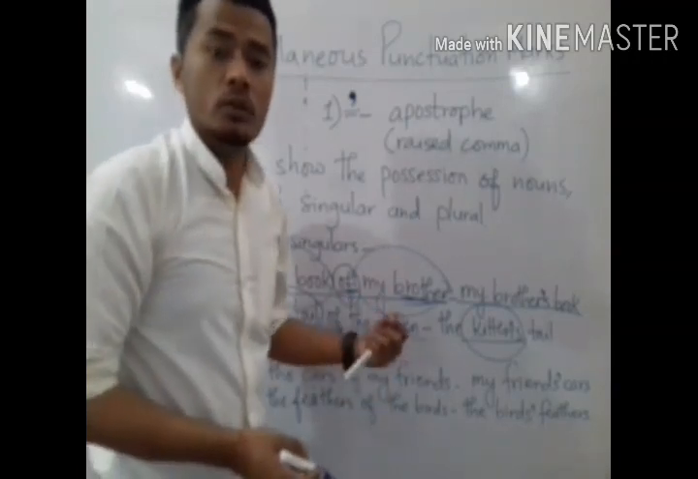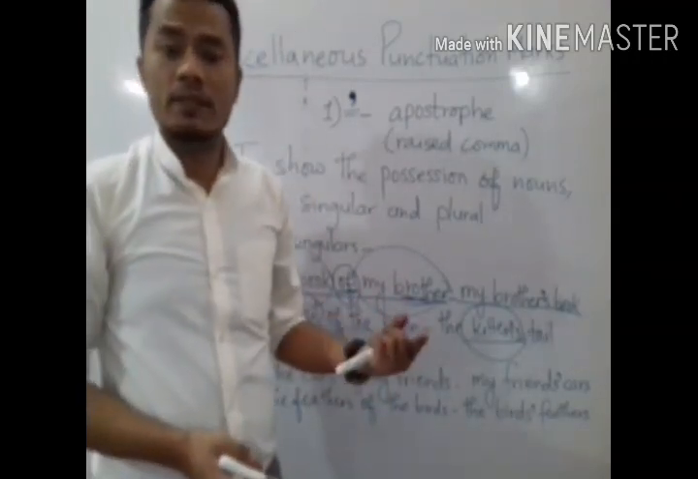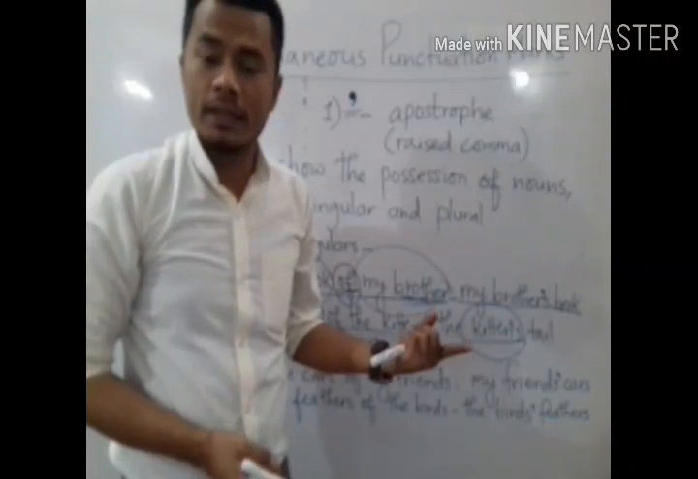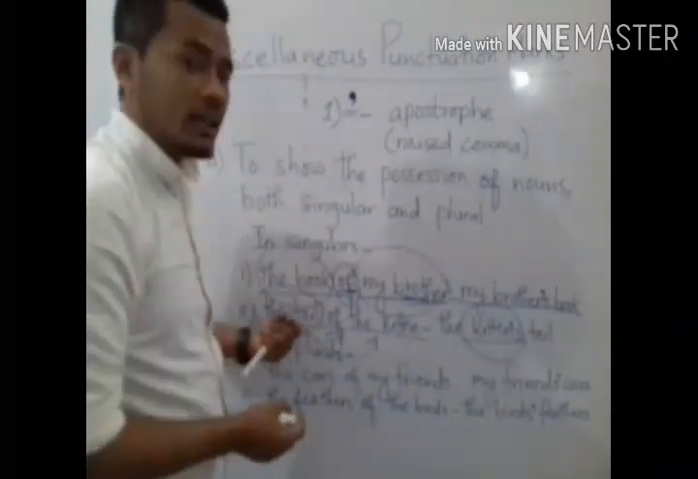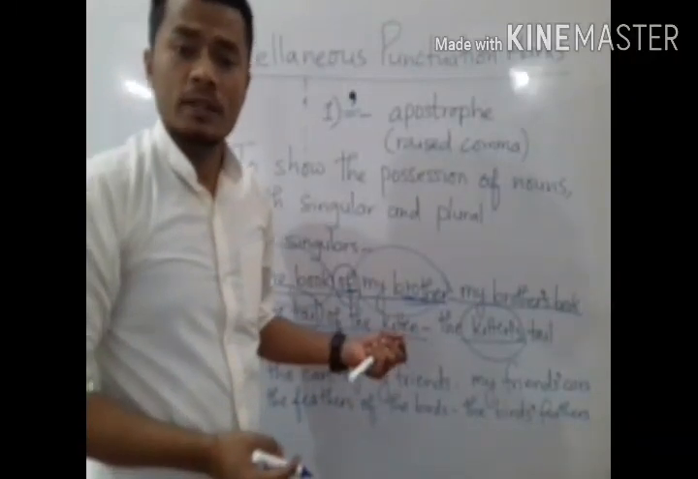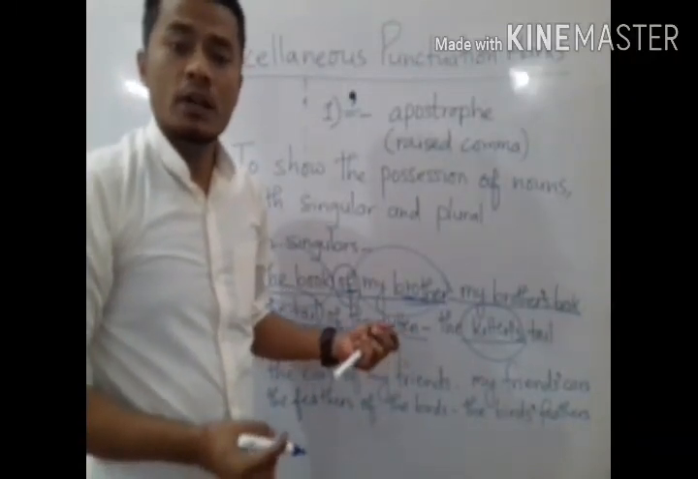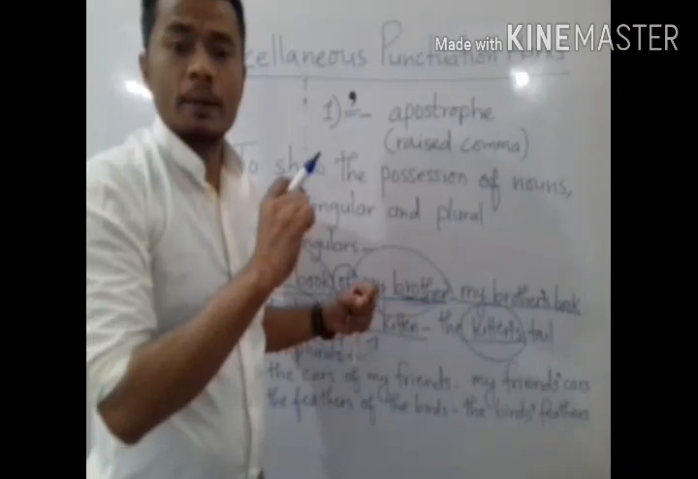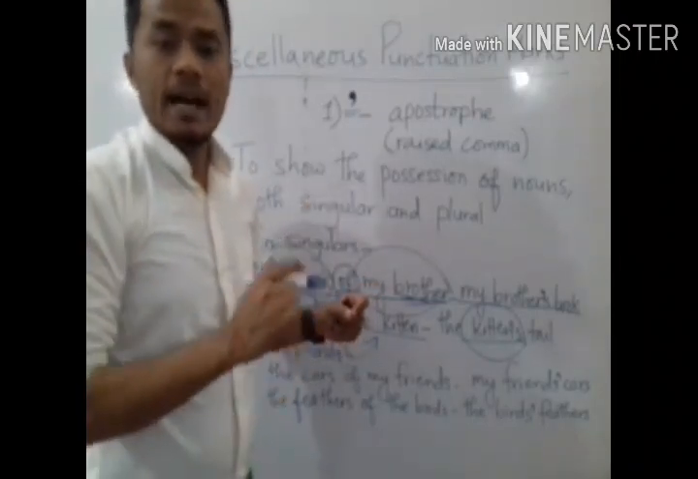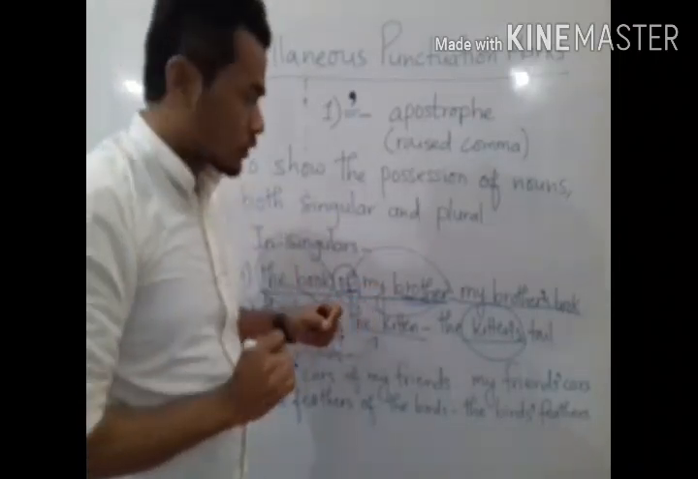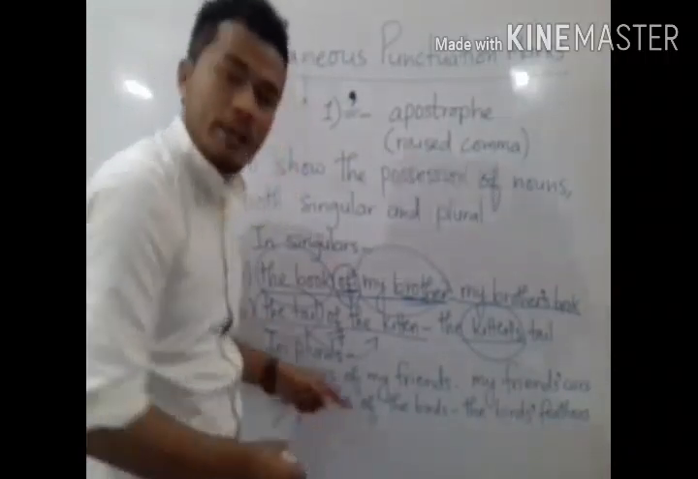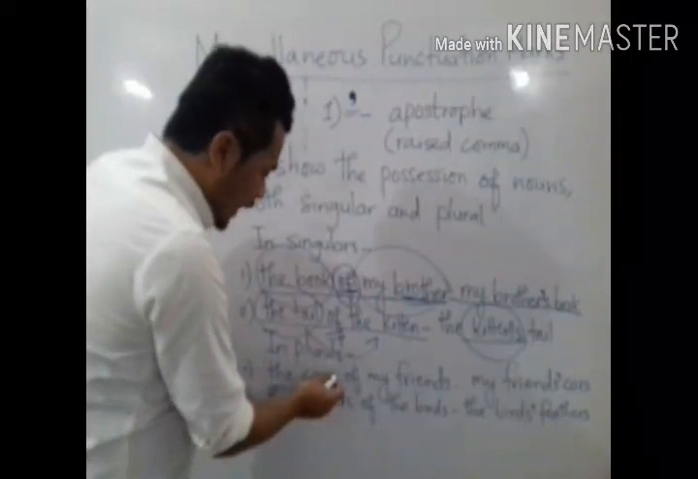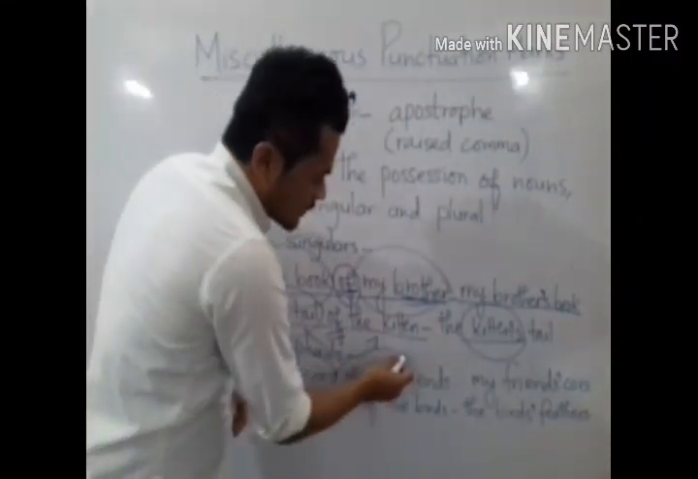Okay, but how do we show the possessive case of nouns when the nouns are plural? There is a different concept. Okay, if the noun is plural, then first we have to write the complete plural noun, and after that we have to use apostrophe. Like here, the cars of my friends. That means the cars belong to my friends.